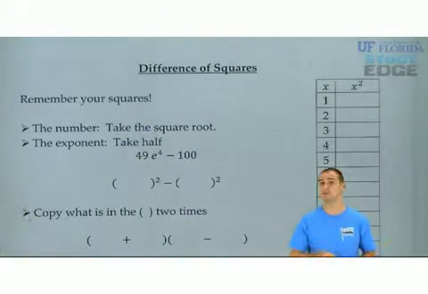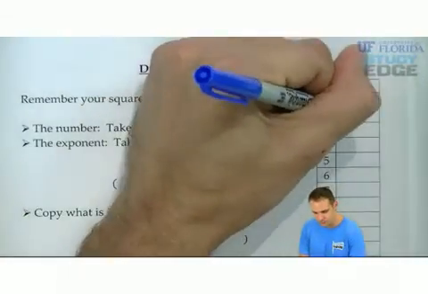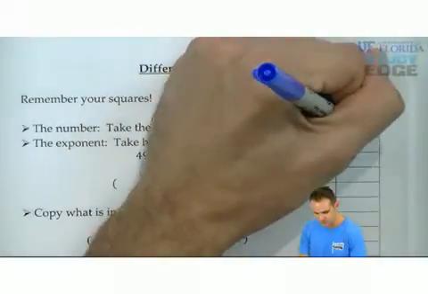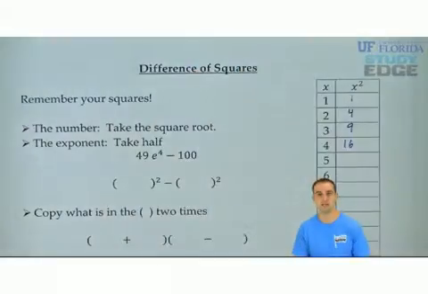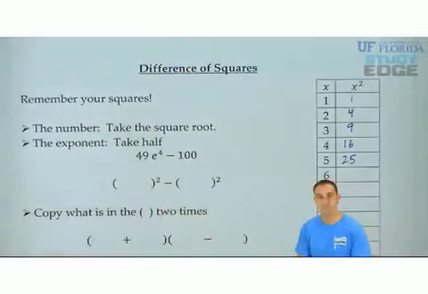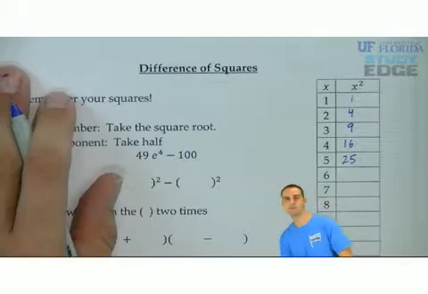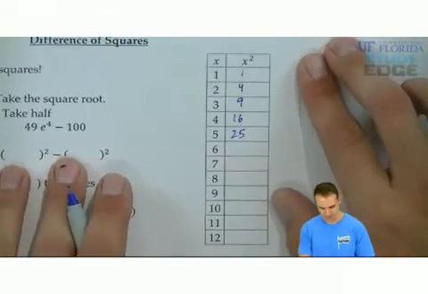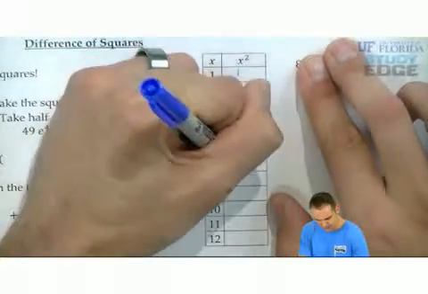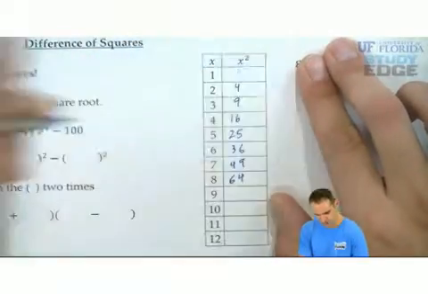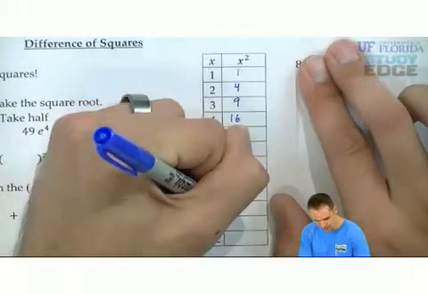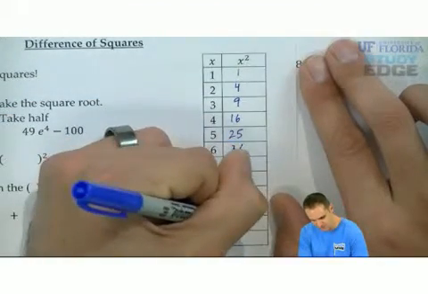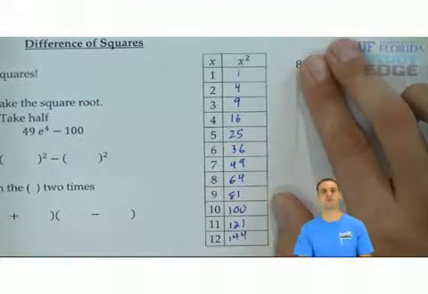Because you need to. 1 squared is 1. 2 squared is 4. 3 squared is 9. 4 squared is 16. 5 squared is 25. 6 squared is 36. 7 squared is 49. 8 squared is 64. 9 squared is 81. 10 squared is 100. 11 squared is 121. 12 squared is 144.